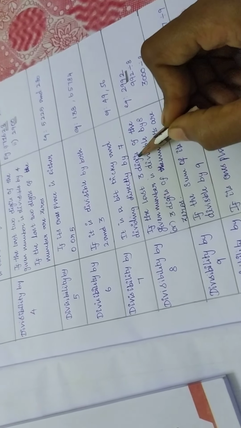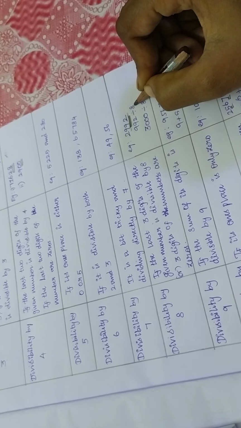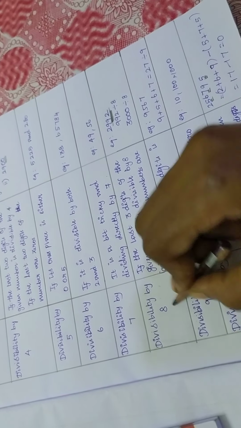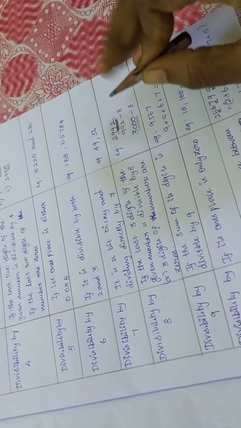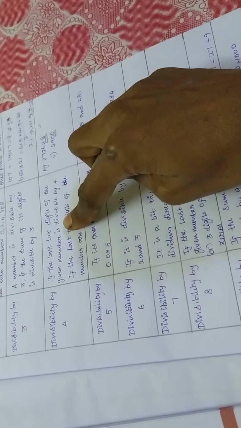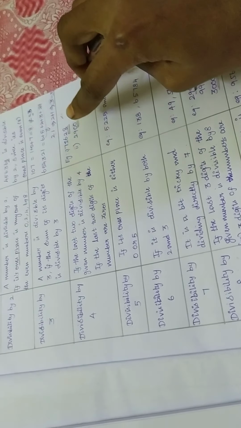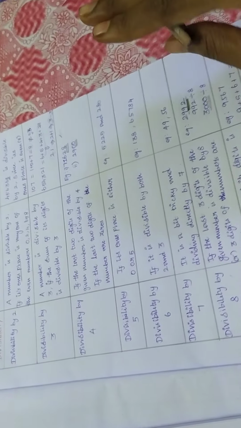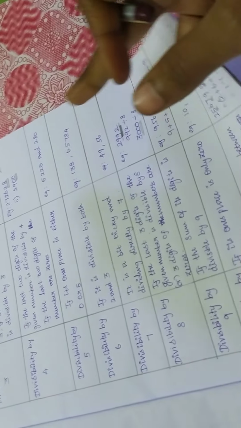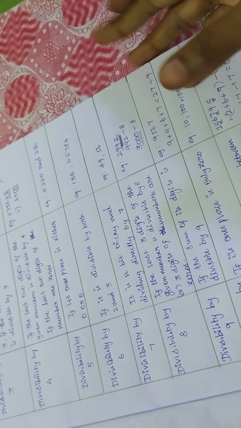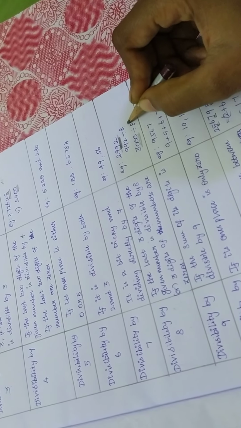For 4, the last 2 digits must be divisible by 4. But for 8, the last 3 digits of the given number must be divisible by 8. If the last 3 digits are divisible by 8, then the number is divisible by 8. Are you clear? For 4, checking the last 2 digits is enough. For 8, it is 3 digits. And if there are 3 zeros at the end, it is divisible by 8.